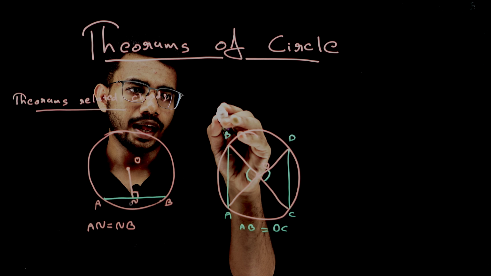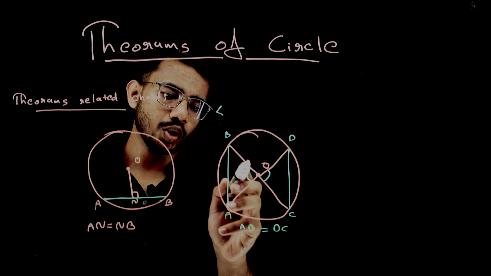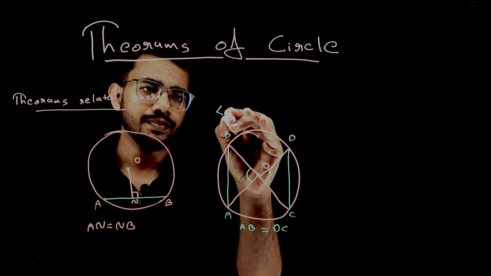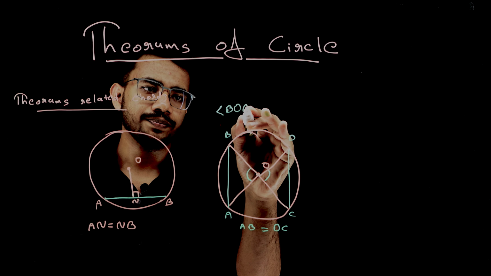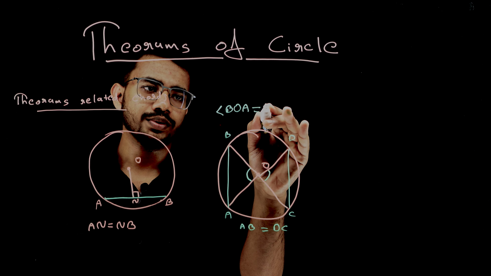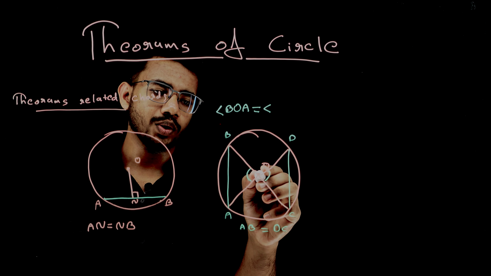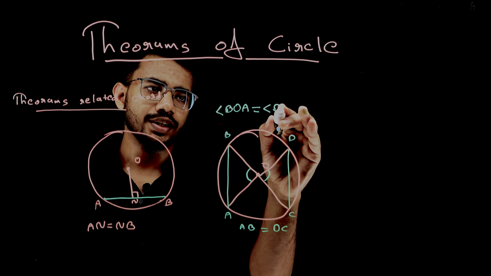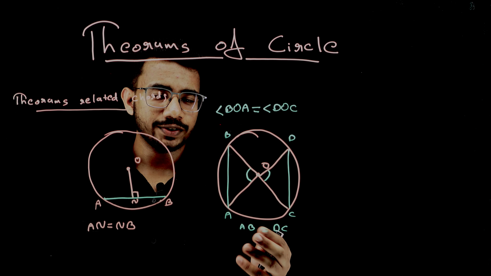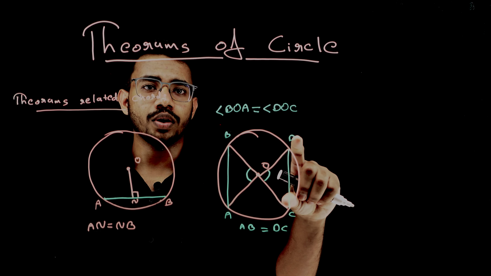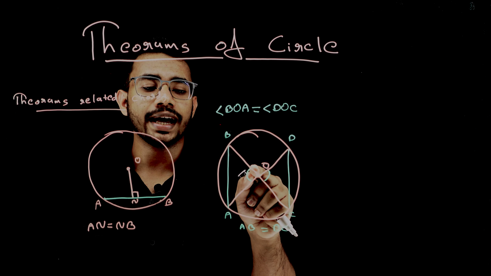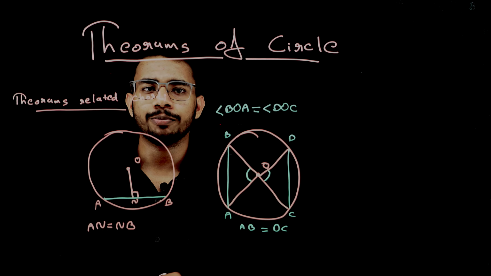That will be angle BOA is equal to angle DOC. And as a definition, we can say that equal chords subtend an equal angle at the center. That's all about the second one.